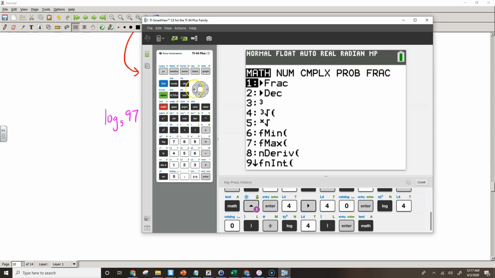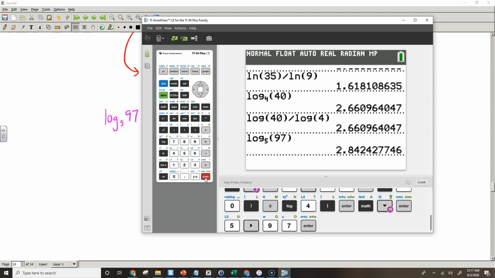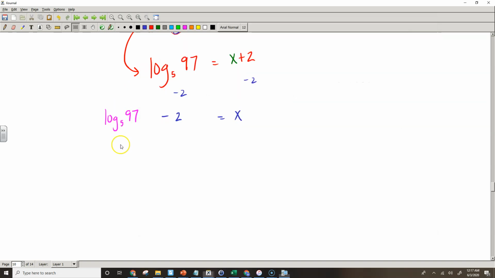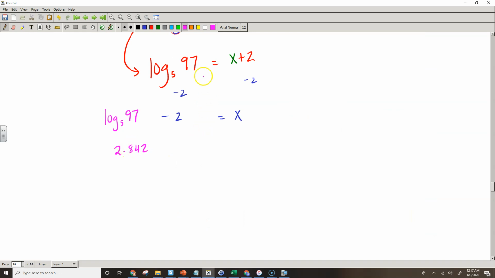Let's go ahead and ask the calculator for that. Log base 5 of 97 is approximately 2.842. So this is 2.842, and then subtract 2, which is equal to x. So 2.842 minus 2 is just going to be about 0.842. This is approximately that, not exact, but about 0.842.